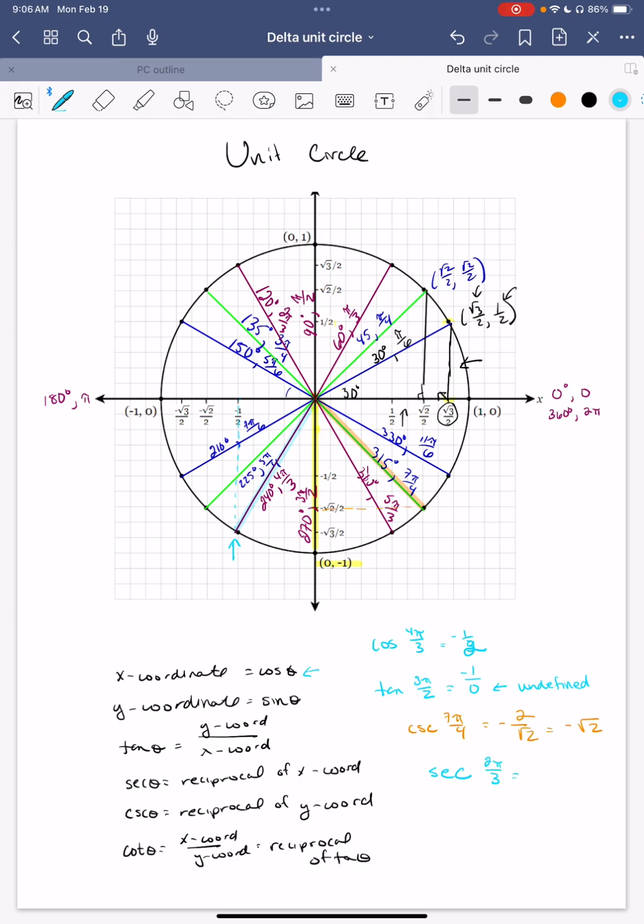One more. Let's do secant of 2 pi over 3. So again, I need to first go and find the angle. So 2 pi over 3 is here. I need the x-coordinate because it's secant. So down here, that's negative 1/2. So if I take the reciprocal, that's just negative 2.